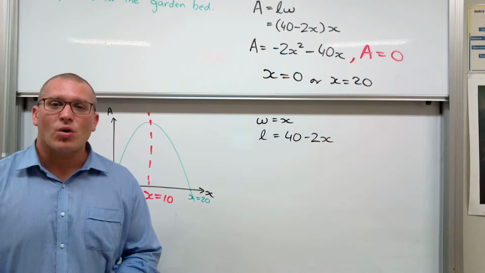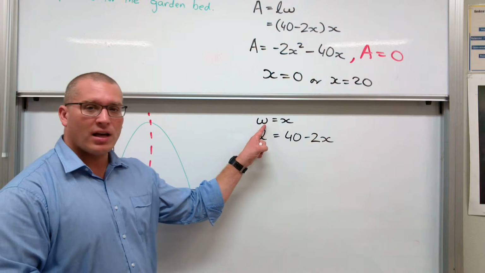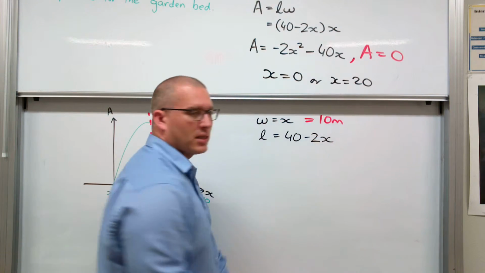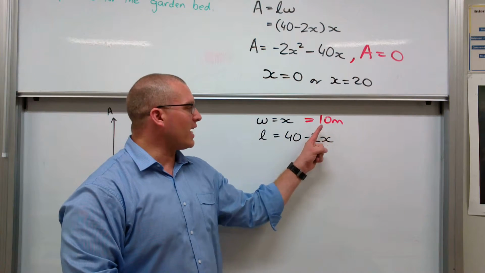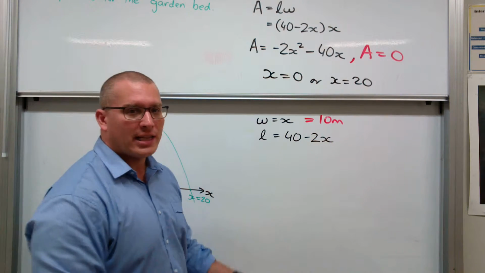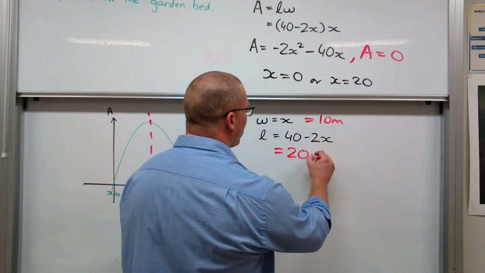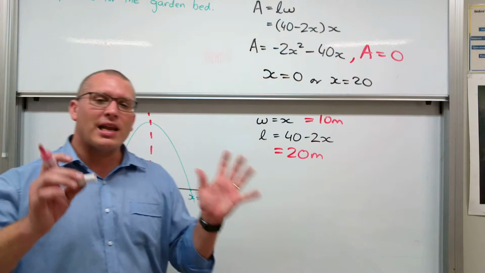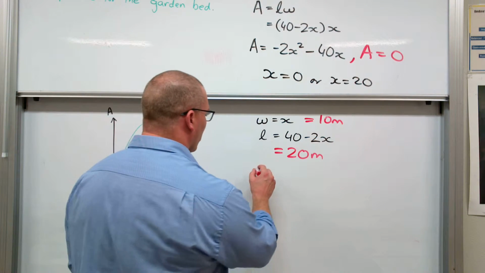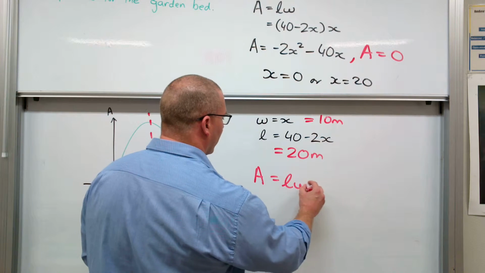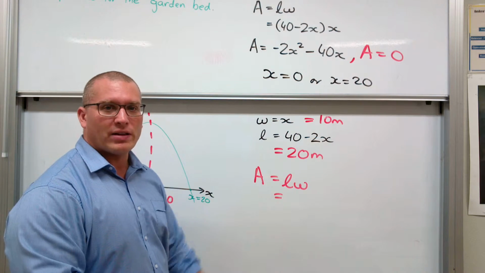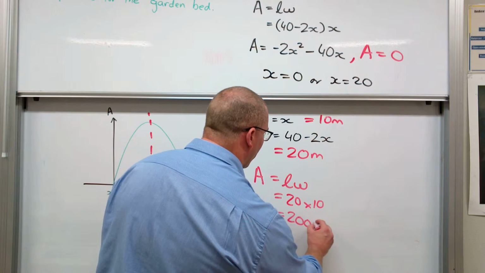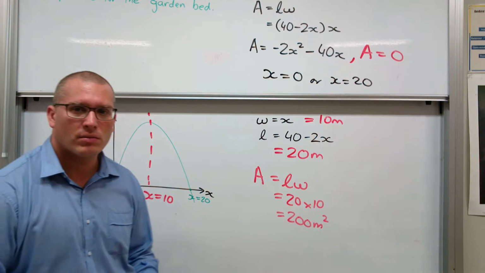And the value of x was our width. So straight away here, the width of our garden bed is x, which we can now say is 10 meters. Substituting this value of 10 into this equation here, the length of our garden bed is going to be 20 meters. Now, the whole question was, what was the largest possible area you can get? So, area is equal to length times width. We've found those two values now, so it's 20 times 10, or 200 meters squared.